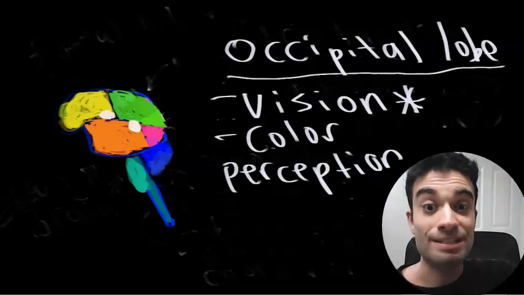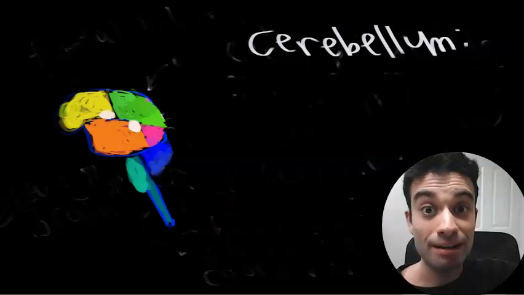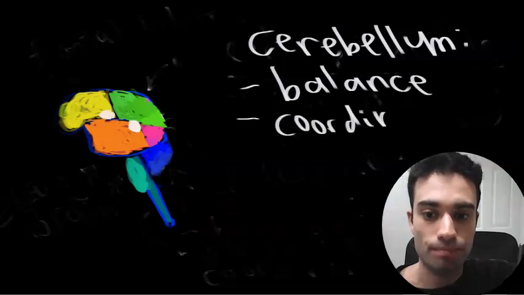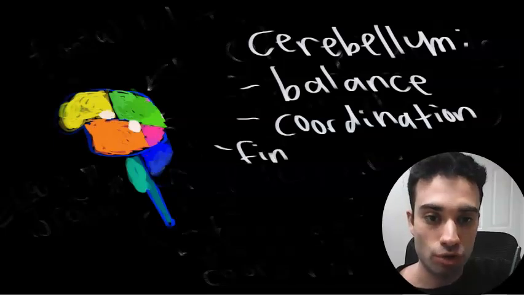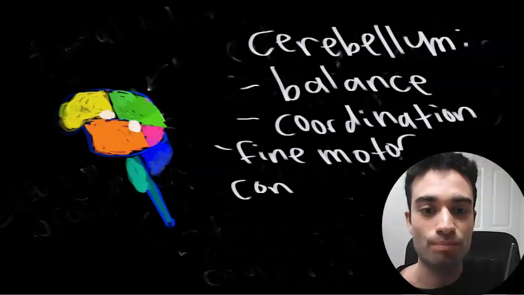Now let's talk about the cerebellum. All right, so let's talk about the cerebellum. The cerebellum is an important structure for balance and coordination. It's very important for control of motor movements, right? Especially fine motor control. Really that fine tuning, fine motor control.